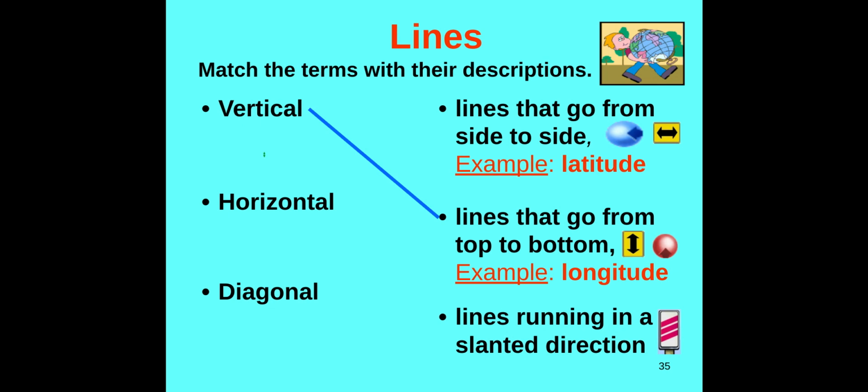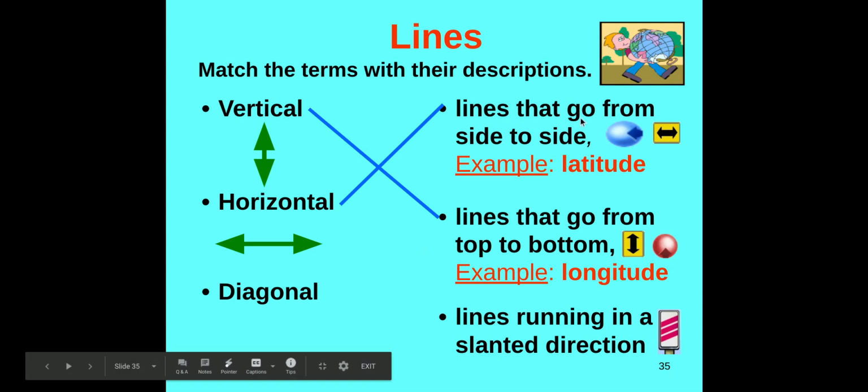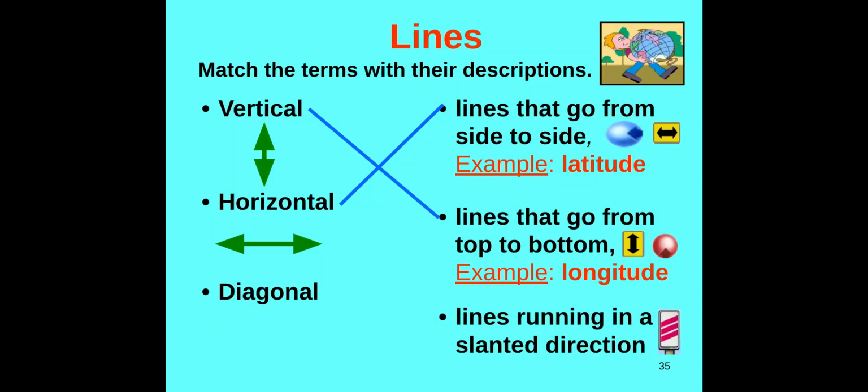Horizontal, latitude. So that is our partner up there. Horizontal goes side to side. And diagonal lines we should be familiar with. They go diagonal or slanted.